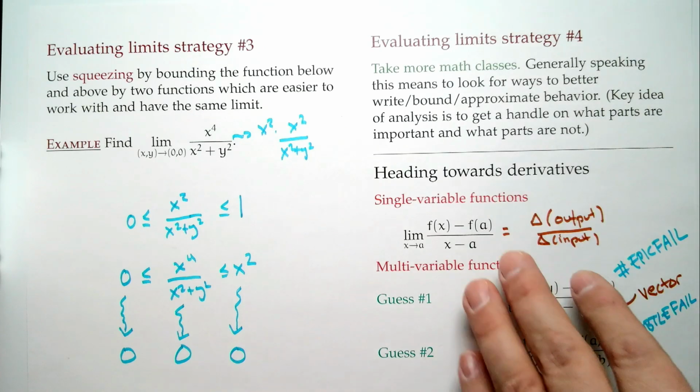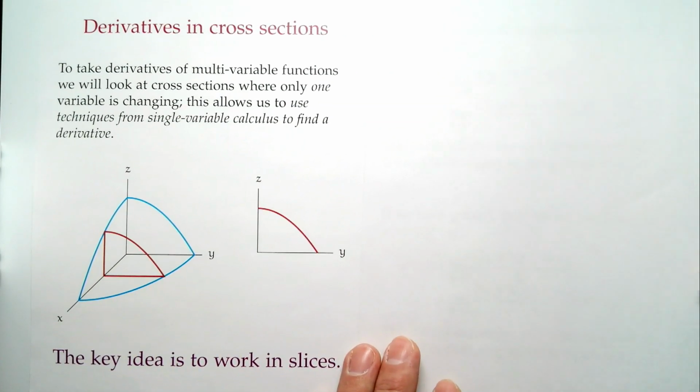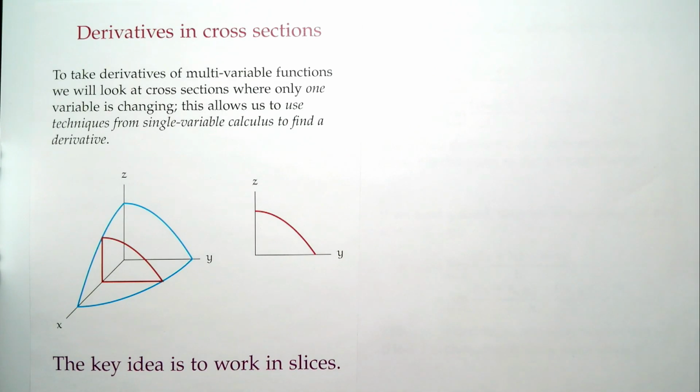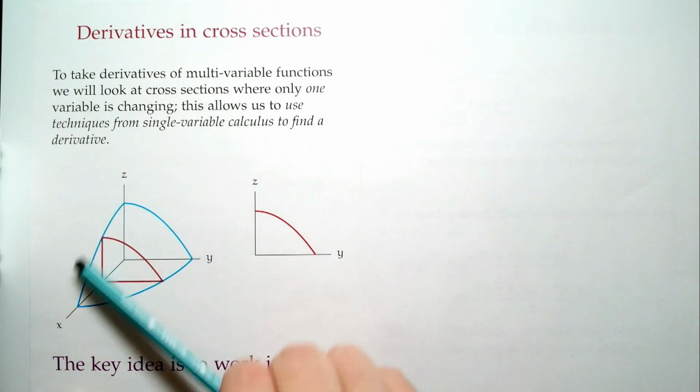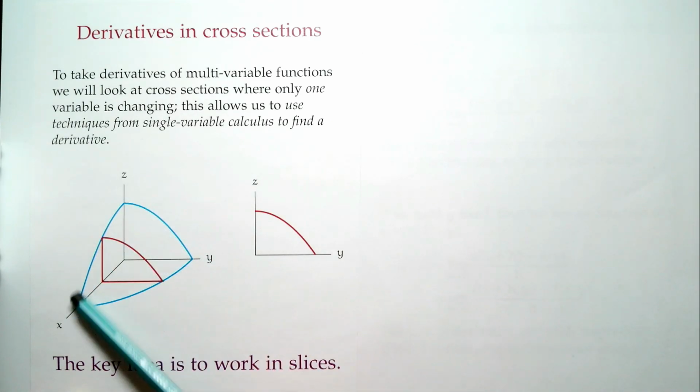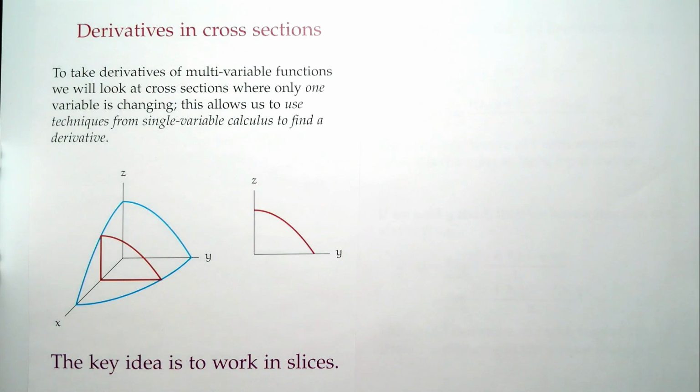Well, here's what we're going to do. We're going to work in cross sections. So this is the picture you should have in mind. If I have a function, you should think of this surface here, and I'm just outlining a piece of the surface. So recall that when we talk about a function z equals f of x, y, you can represent it graphically as a surface. And so I say, okay, what I can do is I can come along and I can slice.